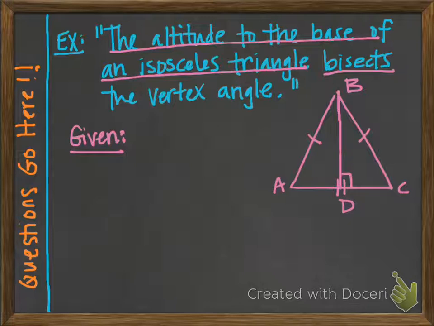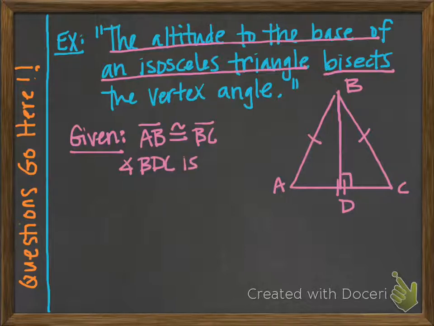So probably what I'm going to do, and this could be different for each person, is say AB is congruent to BC, which is why I have an isosceles triangle. I'm probably just going to say angle BDC is a right angle. But like I said, you could also say BD is an altitude. So there's a couple ways you could say these givens.